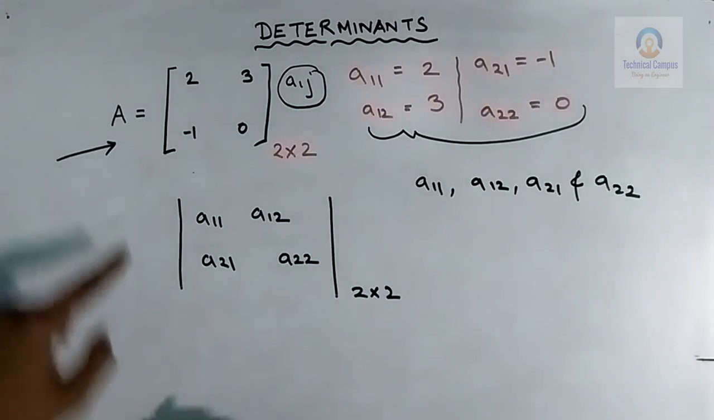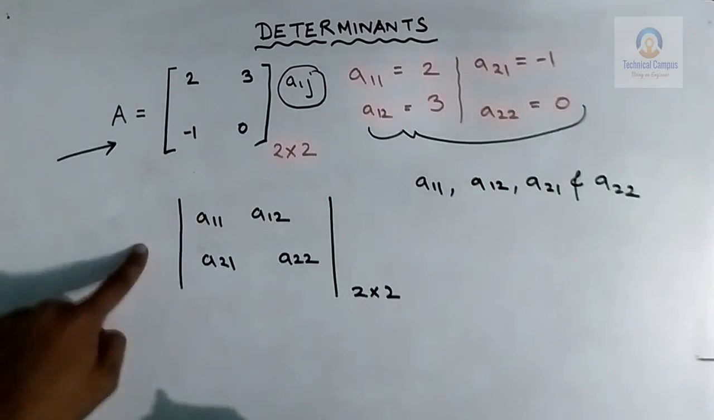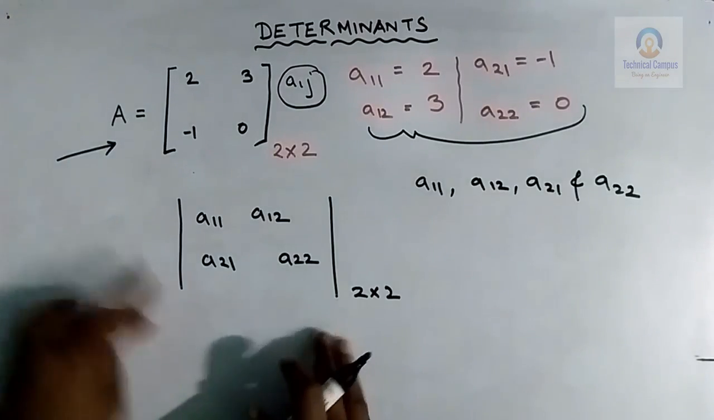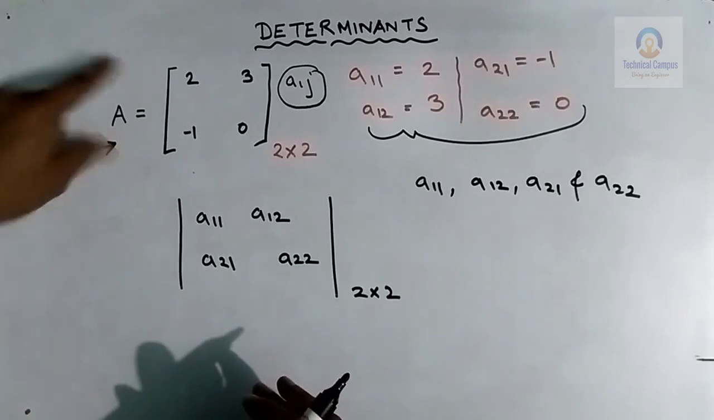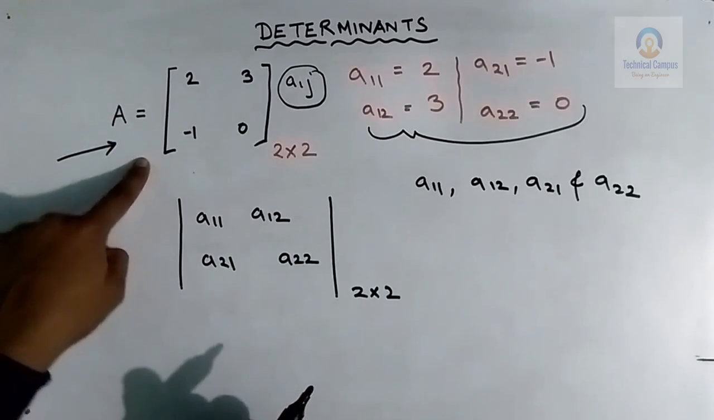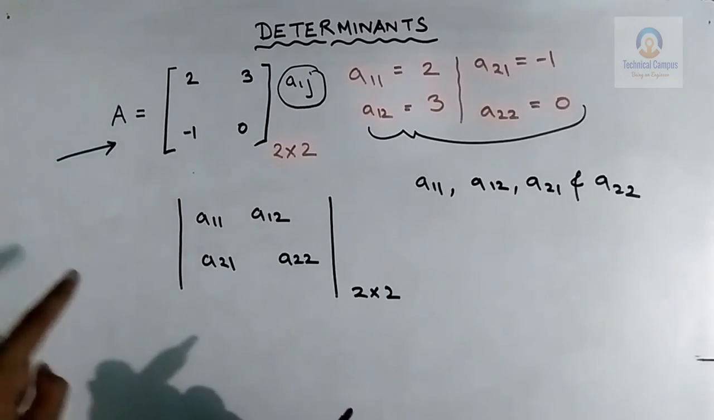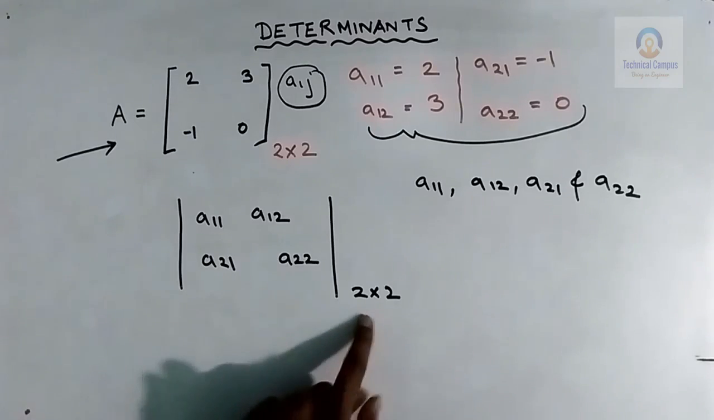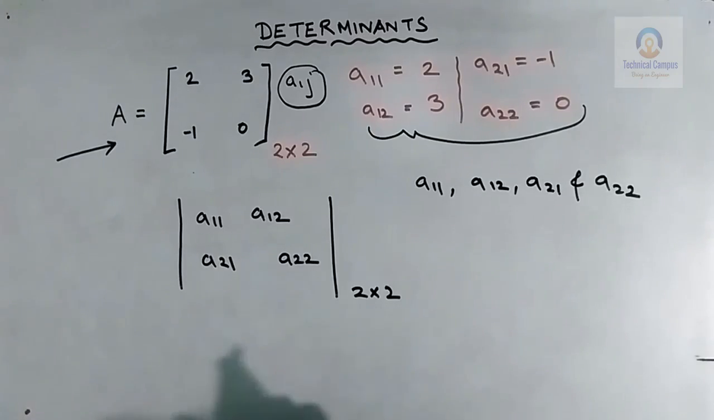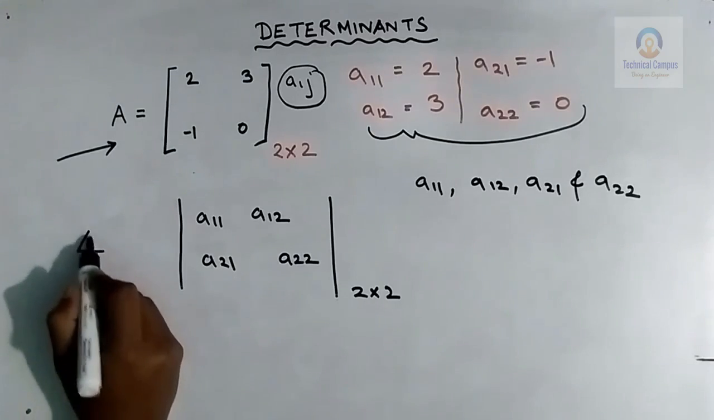Please note that this is not a matrix. Why is this not a matrix? This arrangement has some value. The matrix arrangement does not have any value; it is just an arrangement, but this arrangement has some value. This is a determinant of order 2 cross 2, and we denote the determinant by delta.